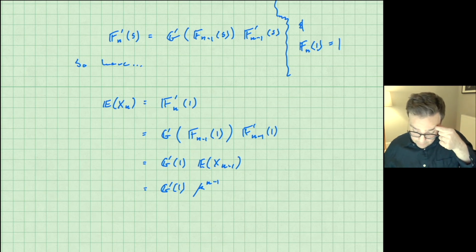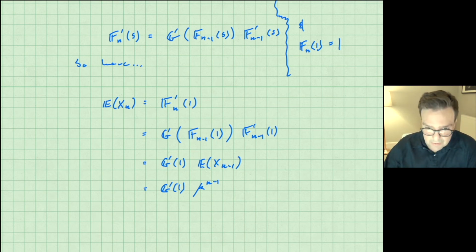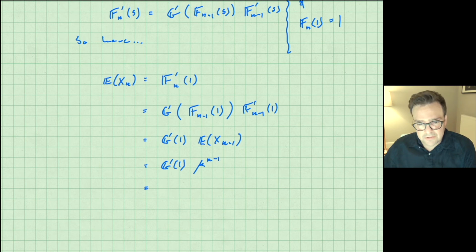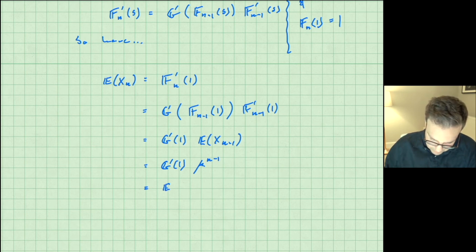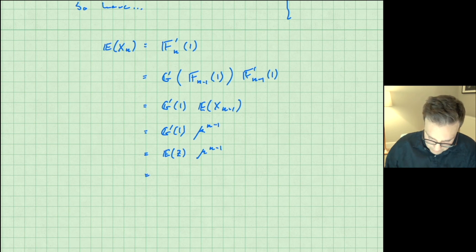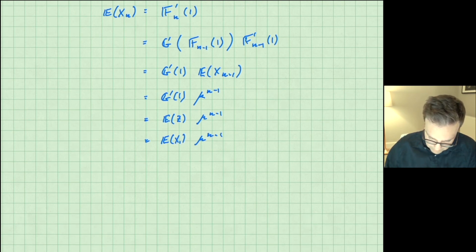Right? And the expected value, or sorry, g prime evaluated at 1 is equal to mu, because x1, so g prime of 1 is the expected value. Let's just write this out. So this is the expected value of z. But the expected value of z is the same as the expected value of x1, because z and x1 are the same. Right, and so therefore this is mu times mu to the n minus 1, and we've got our result.